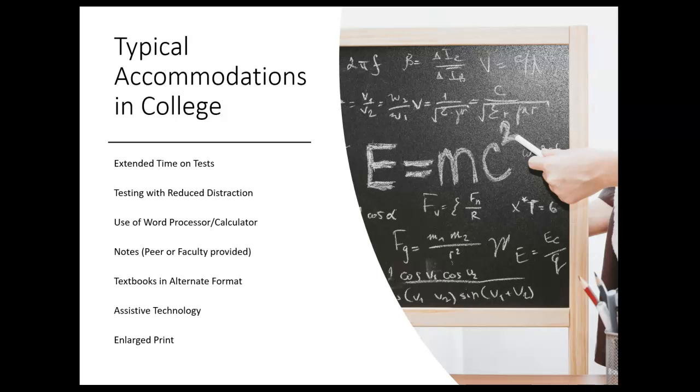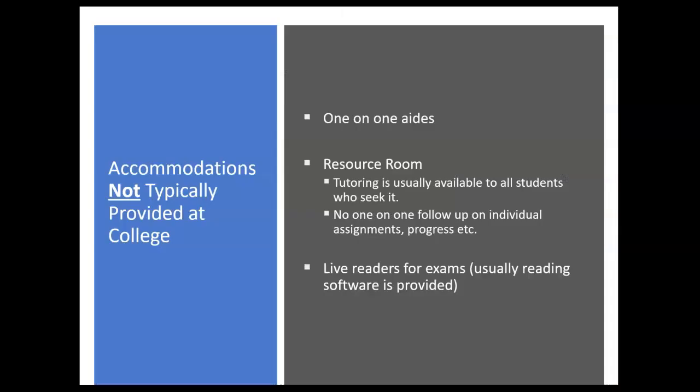Textbooks in alternate format can be where you get access to the textbook in an audio format so you can hear it as well as read it. Assistive technology such as Dragon and text-to-speech software and enlarged print. This is by no means an all-inclusive list of accommodations. These are just the more commonly found accommodations in college.